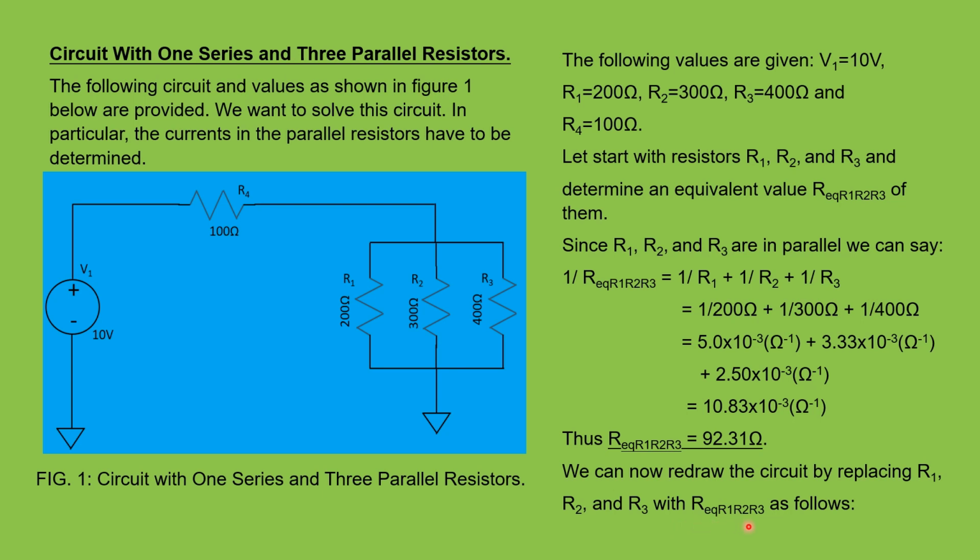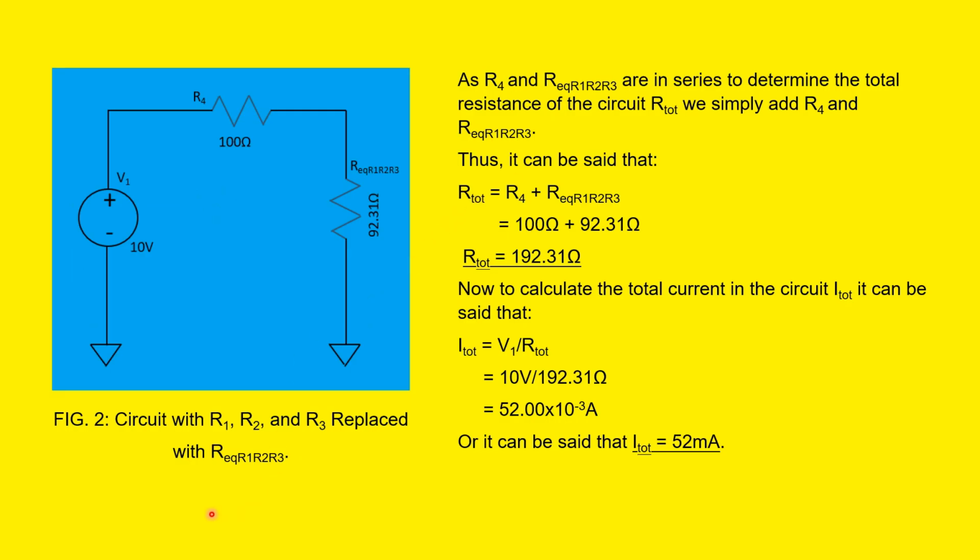And here we can see in figure 2, R1 and R2 and R3 is replaced with R equivalent R1, R2, R3. And here it is shown in the circuit where initially the parallel resistors were. We have now the equivalent resistance, 92.31 ohms, and we still have our R4 of 100 ohms, and we still have V1 as 10 volts.